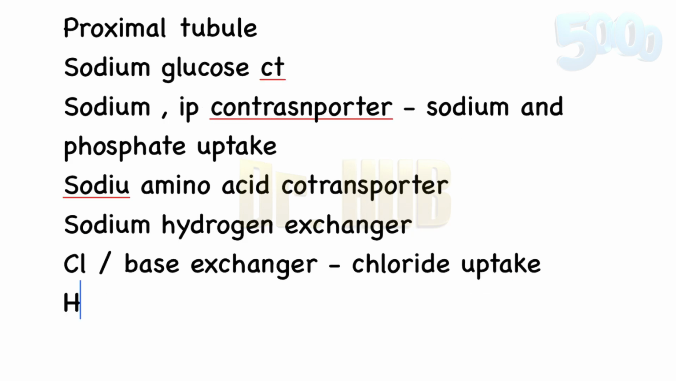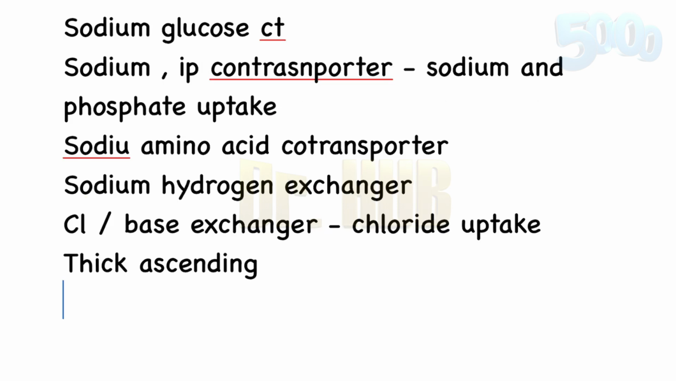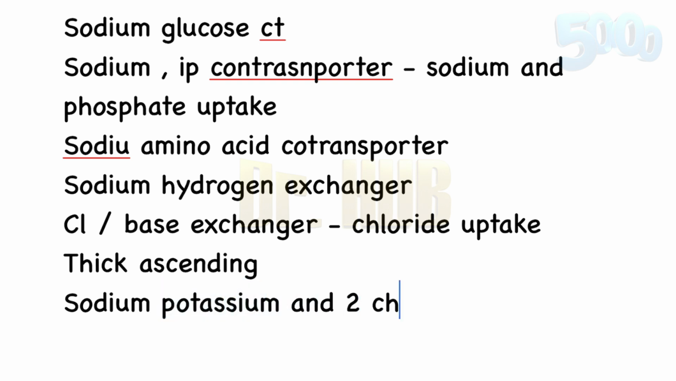Next we move on to the thick ascending limb. So thick ascending, what is happening? Thick ascending amounts to about 30%, whereas the proximal tubule amounts to about 60%. So in thick ascending, there is a sodium, potassium and 2 chloride cotransporter.